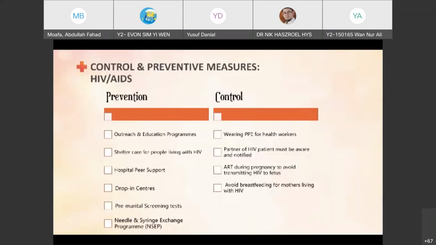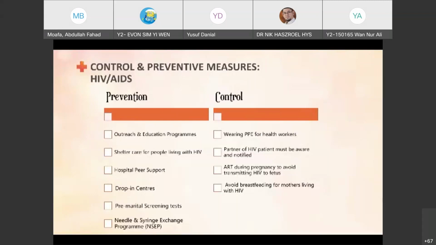Then, must notify the partner of HIV positive individuals. This is to make sure that the partner is aware and should take precautions so that the disease is not transmitted to them. Next, ART during pregnancy to avoid transmission.